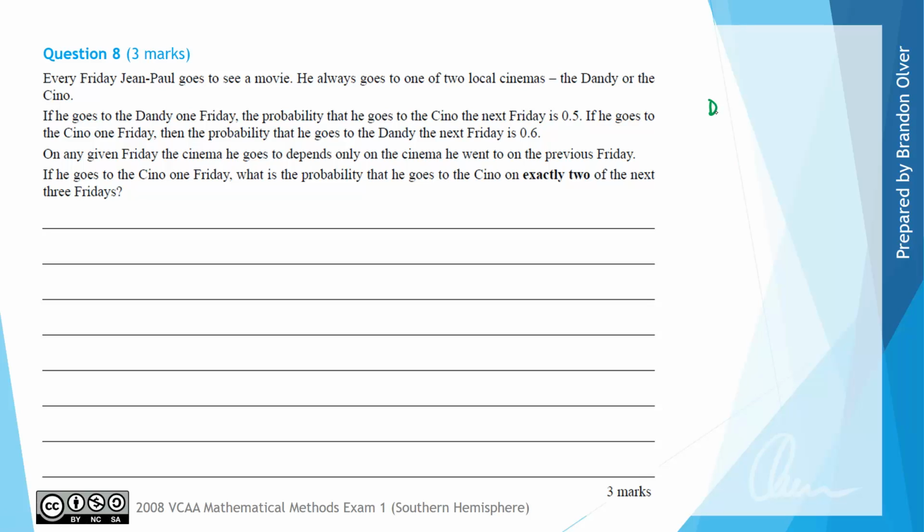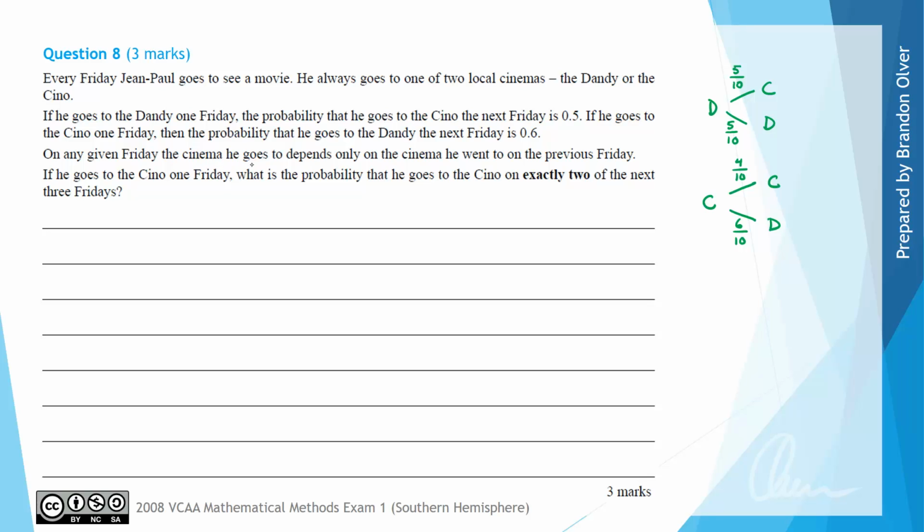So if he goes to the Dandy to start with, the probability that he'll go to the Chino the next Friday night is 0.5, which I'm going to write as 5/10. That means the probability that he'll go back to the Dandy is also 5/10. We also have, if he goes to the Chino one Friday night, then the probability he goes to the Dandy the next Friday night is 0.6. So if he goes to the Chino one night, the probability he'll go to the Dandy the next night is 6/10, meaning the probability he'll go back to the Chino is 4/10.